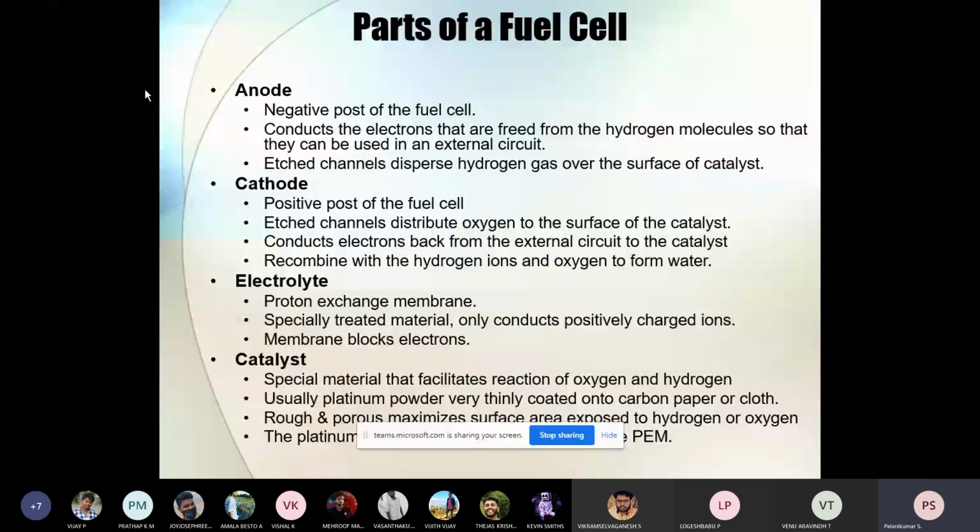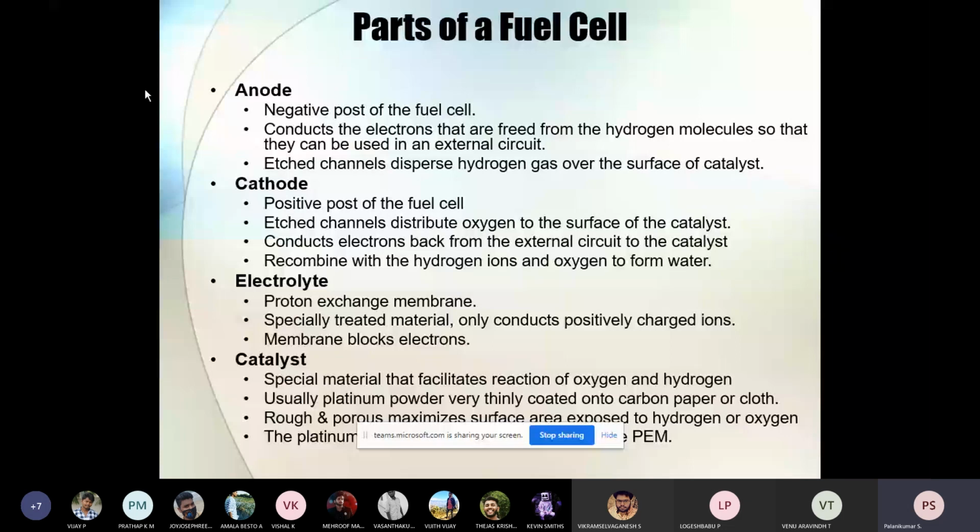So here, the proton exchange membrane will not allow the electrons to cross. It only allows the positively charged ions through. By that I can ensure that the flow of electrons happens through the external circuit.